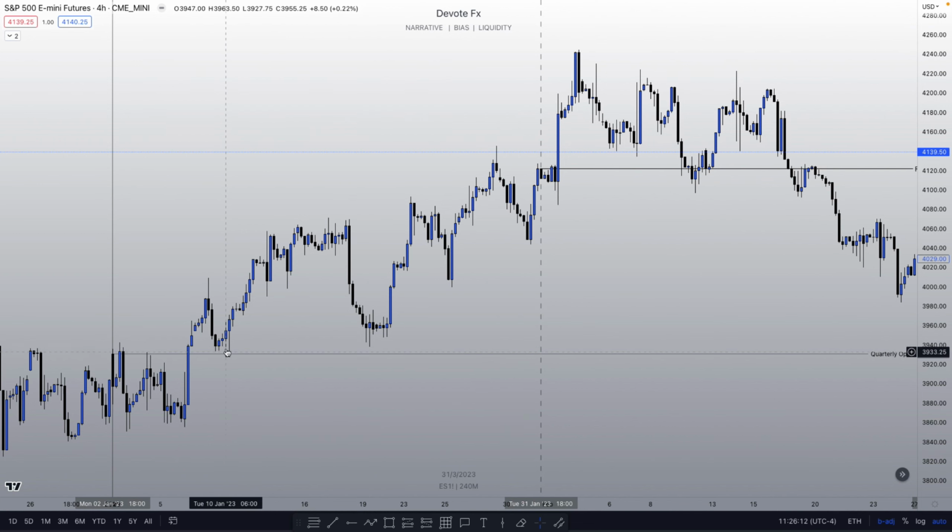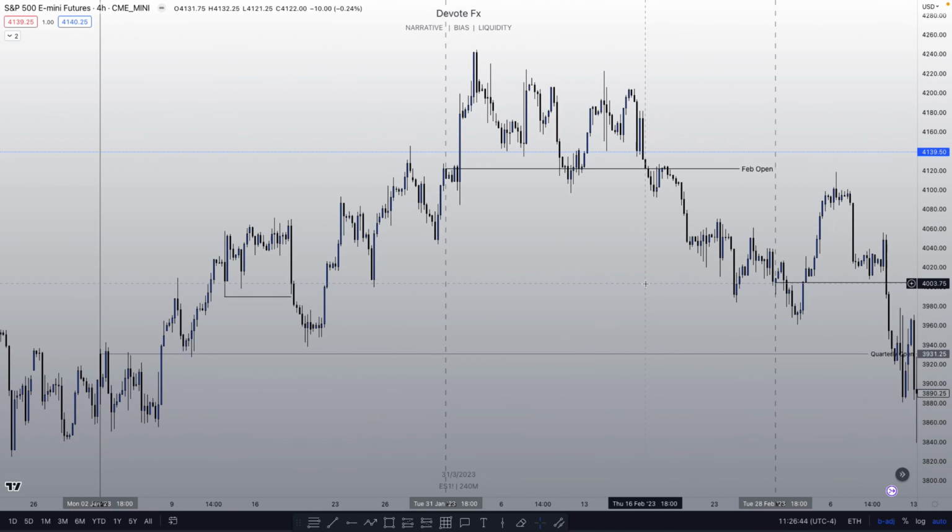Fair value gap created, trades into it, reclaims it here. Displacement, sell side taken out here. So that makes this your new dealing range. Discount, retracement, impulse, order block, gone.